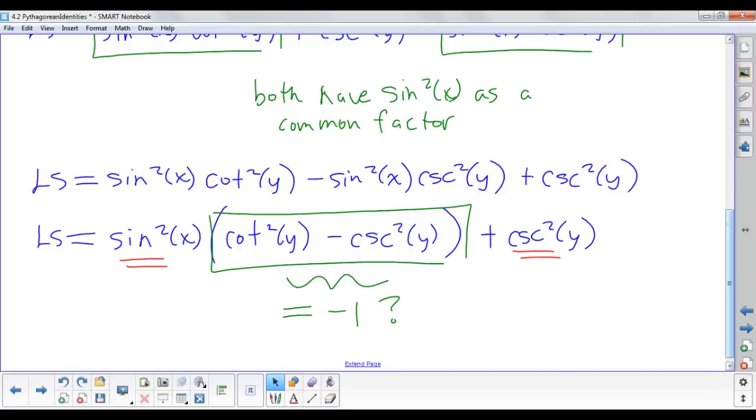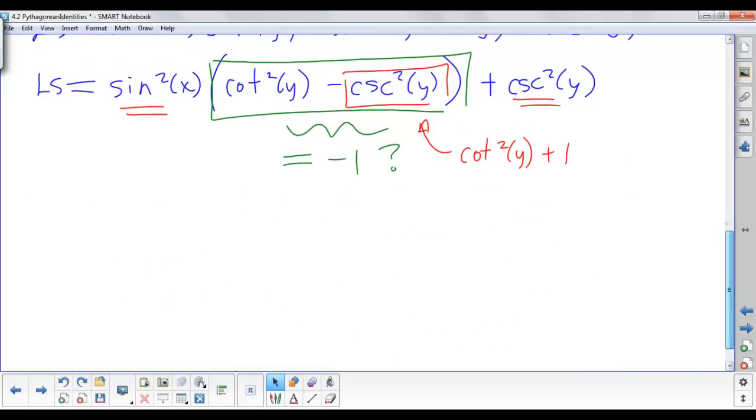Now, as far as what I could do here to sort of prove that what's in the brackets has to equal -1, I have to think of a substitution that we could do. Now, knowing the Pythagorean identities that we now have to work with, one thing we could recognize is that the expression right here, so the cosecant squared y, is actually supposed to be equal to cotangent squared y plus 1. So what I'm going to do is make a replacement of cosecant squared y within the brackets, and then see what's left over.